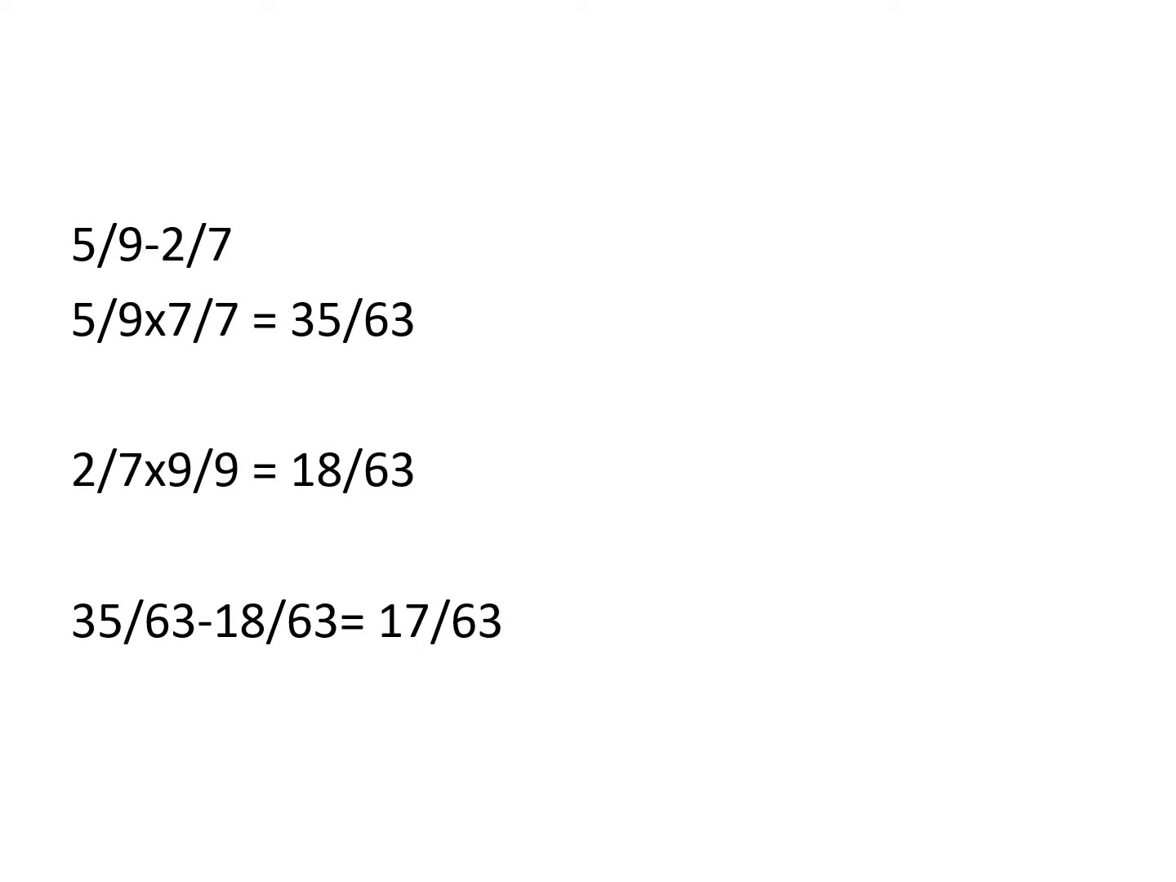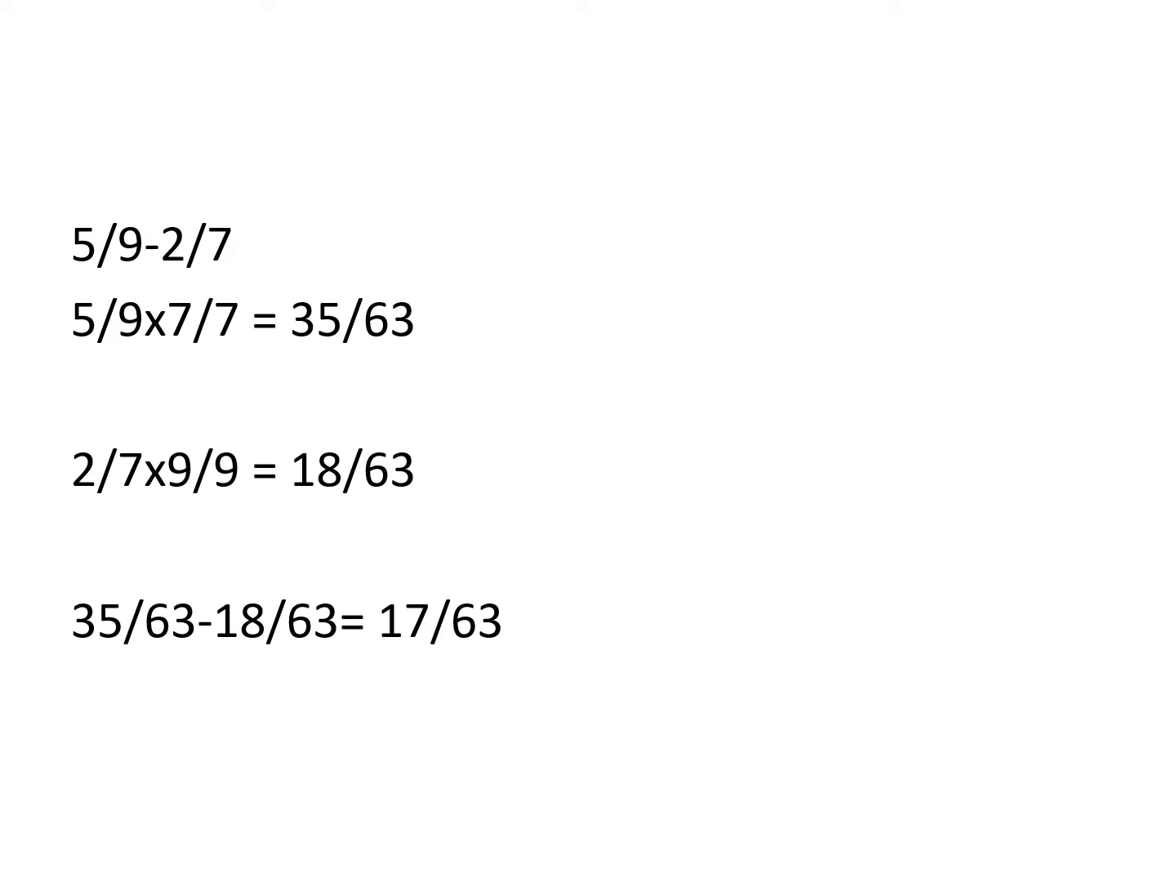Let us see one more example. 5 by 9 minus 2 by 7. Children, how can you solve this? Yes. Write the first fraction. Multiply by the denominator of the second fraction, that is 7. 5 by 9 multiplied by 7 by 7. The answer is 5 7s are 35, 9 7s are 63. 35 upon 63.